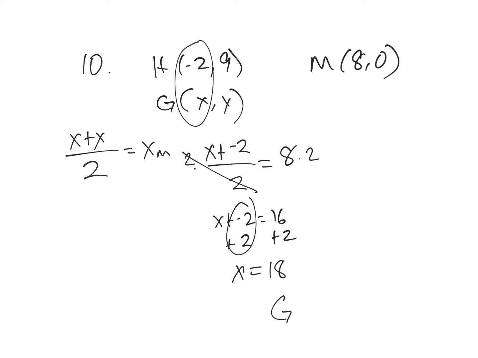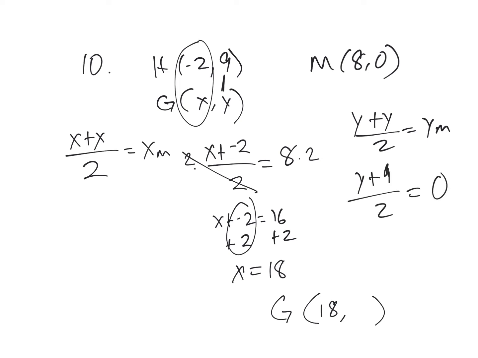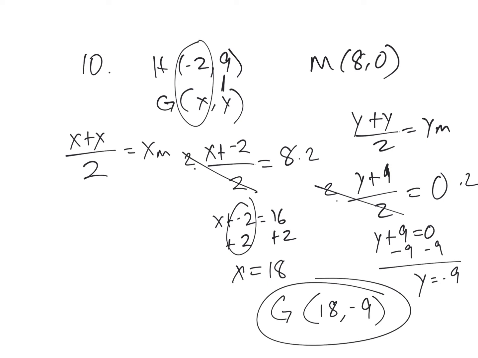All right, so the x part of the endpoint is 18. And now you do the y. y plus y over 2 is equal to the y midpoint. So we have y and 9. y plus 9 over 2 is equal to 0. Multiply by 2. So you have y plus 9 is equal to 0. Subtract 9. y equals -9. And that would be the other endpoint. All right? Okay.